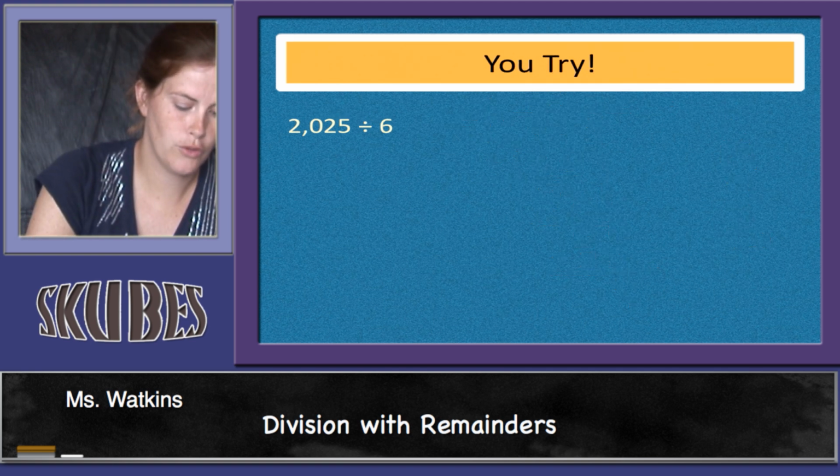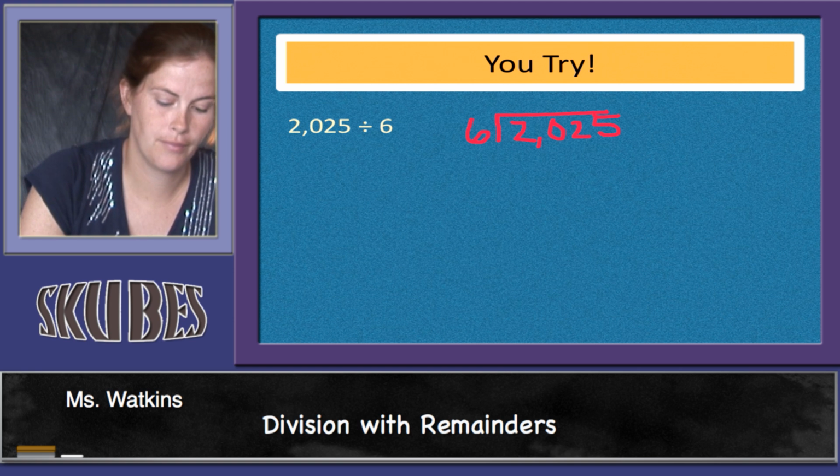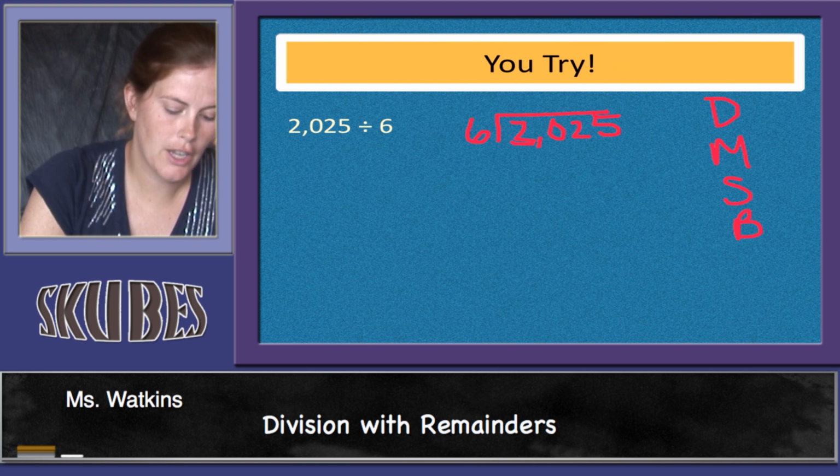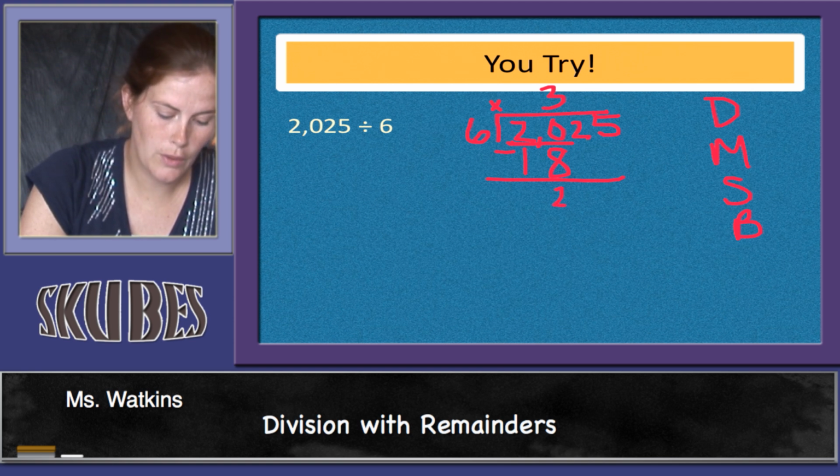All right, you try one. Remember how to set it up. Your dividend goes inside. So we have 2,025 divided by 6. Remember our steps. All right, 6 will not go into 2, but 6 will go into 20 3 times. 3 times 6 equals 18. 20 minus 18 equals 2, and we'll bring down our 2.